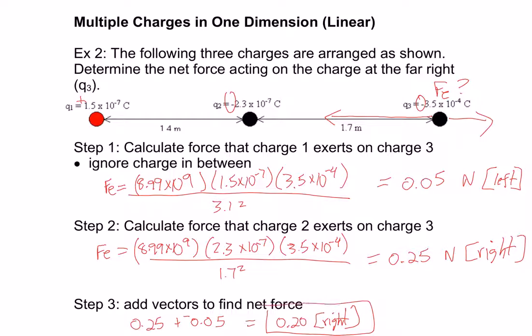It's probably a good idea not to do negatives and positives, just keep your left and right separate if you want in that case. Okay, so that's it. So pretty simple question. Use the formula, figure out what the force is, and then just combine them like you would in terms of vectors.